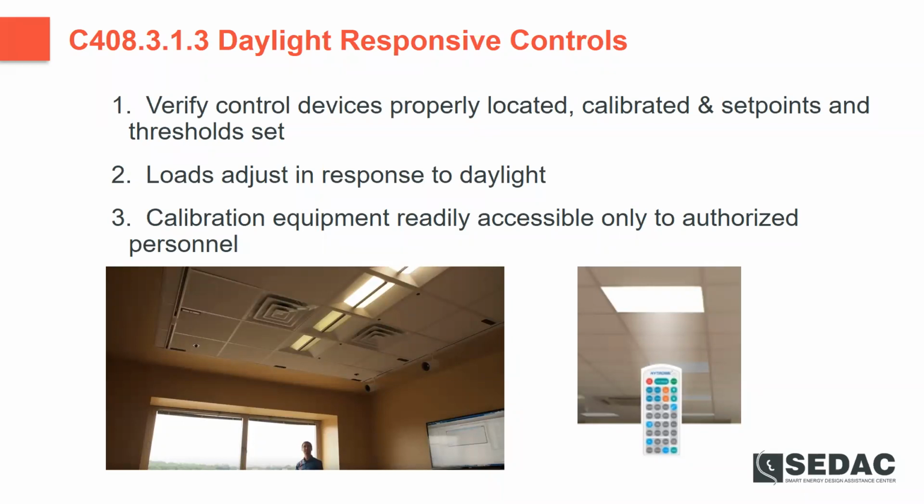And calibration equipment should be readily accessible only to authorized personnel. This was stated earlier in the daylight control section. It's repeated here for the commissioning section. So if you've got some kind of wireless sensor for calibrating those lights, it can be locked away in a closet, cabinet, accessible only to building maintenance staff. They have to get it out, use it in the space, verify within the space that that lighting is working properly, and then they can lock that calibration device up again.